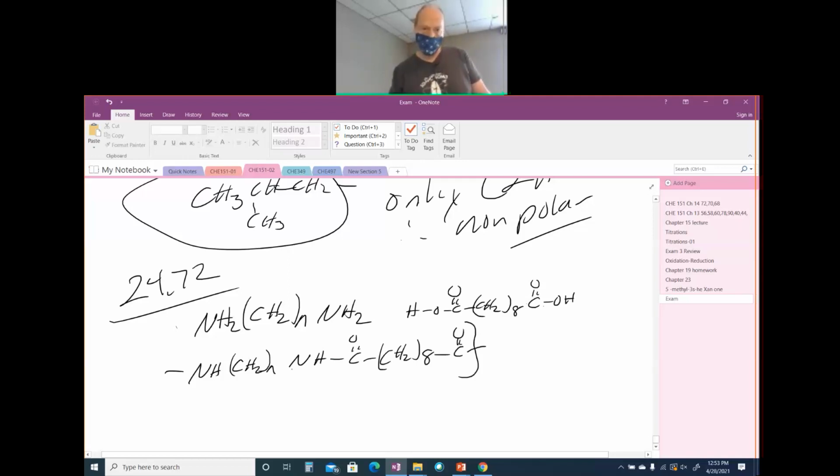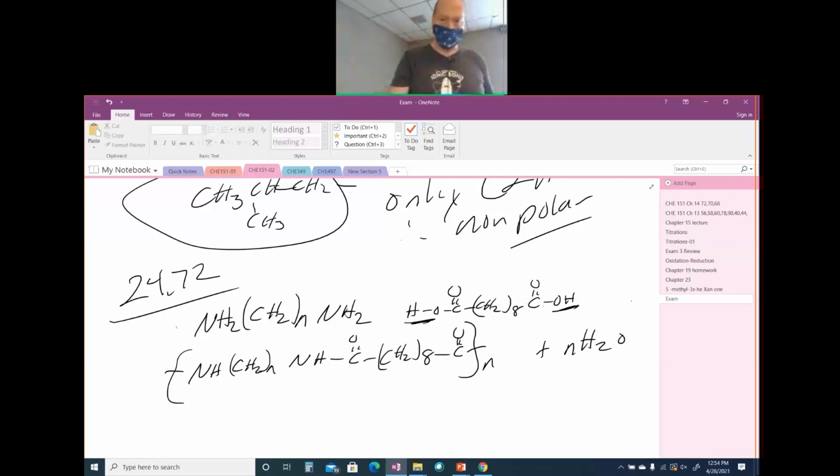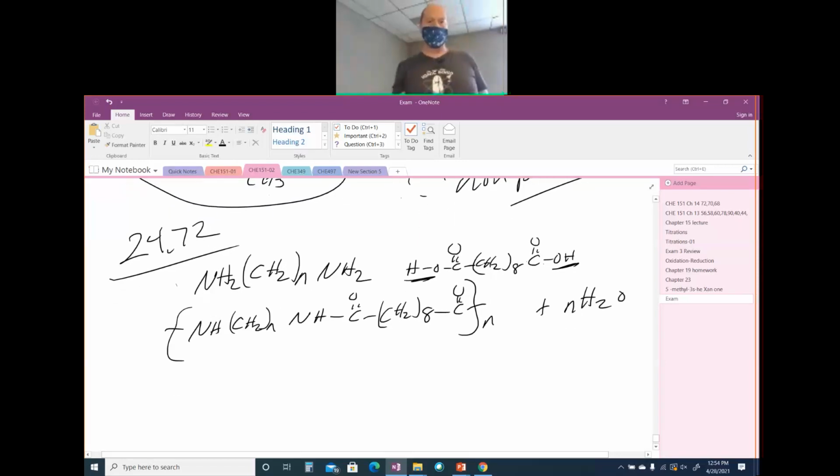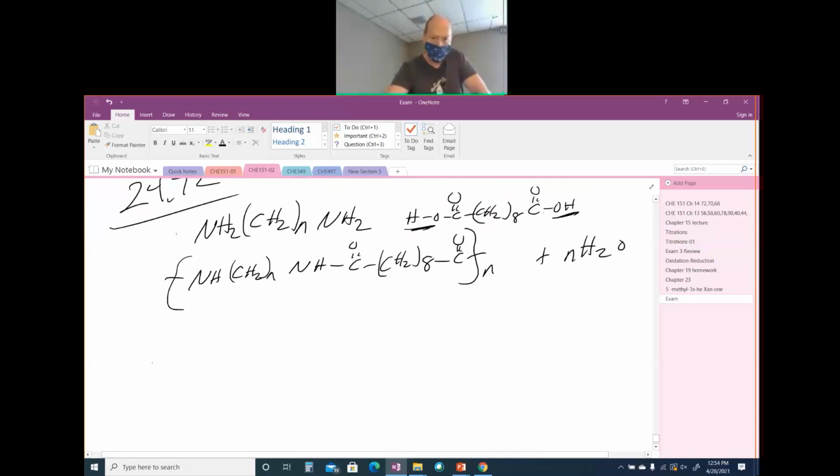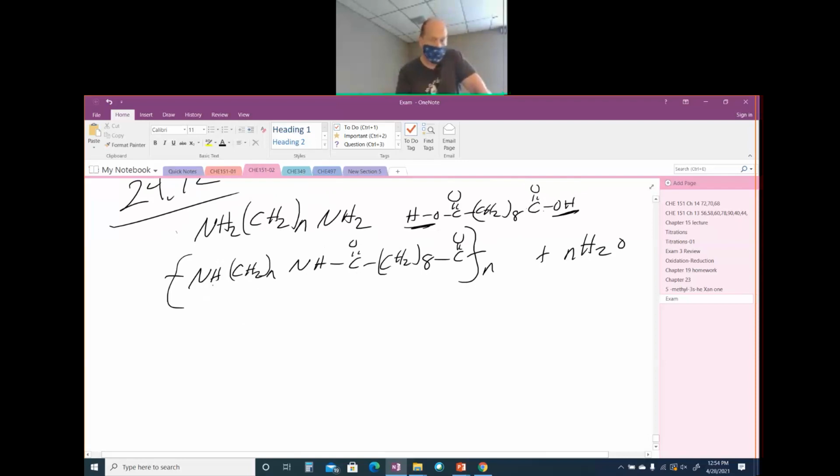So you're going to lose water: the OH from your carboxylic acid and one of the H's from the NH2. Of course we're going to get n number of waters. So it's a condensation; water is kicked out of that reaction. The question is, how many carbons are between my two nitrogens? In order to find that, we have done an elemental analysis, and we have percentages.